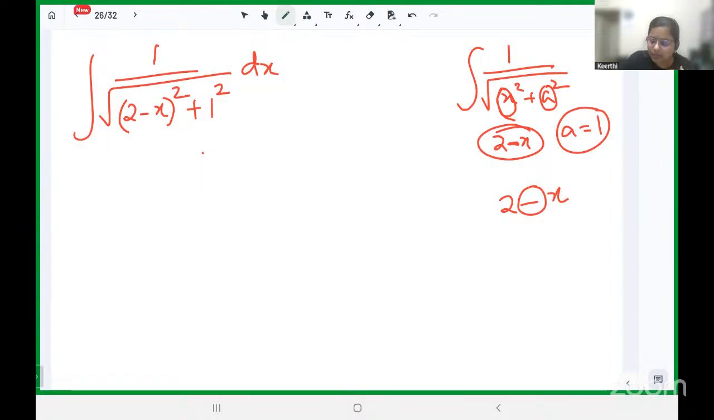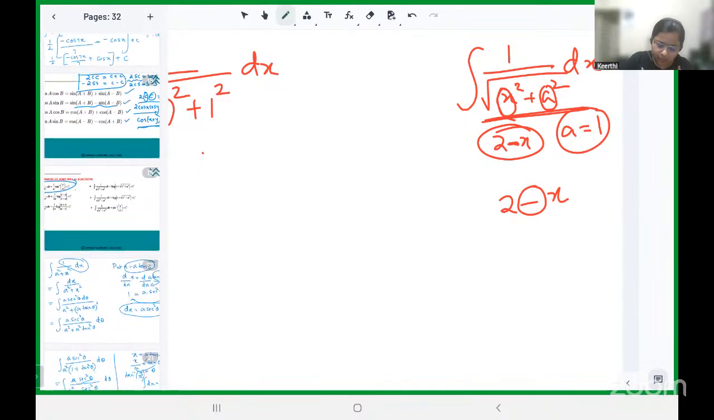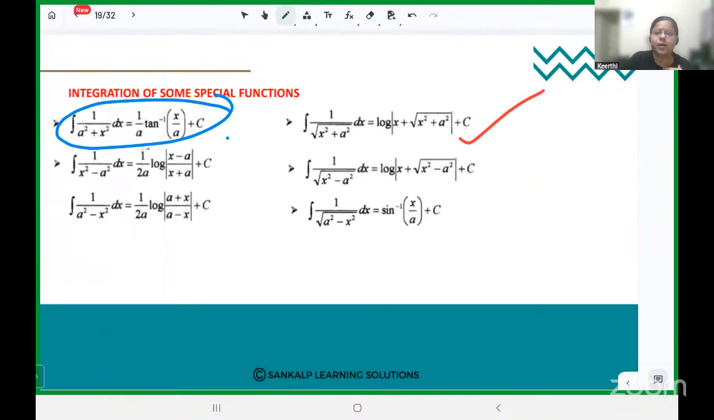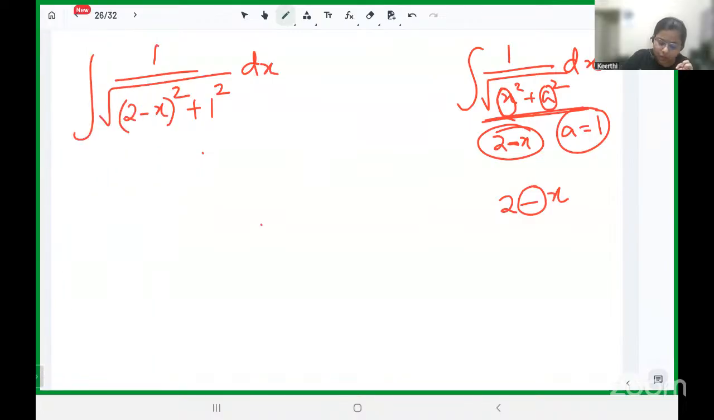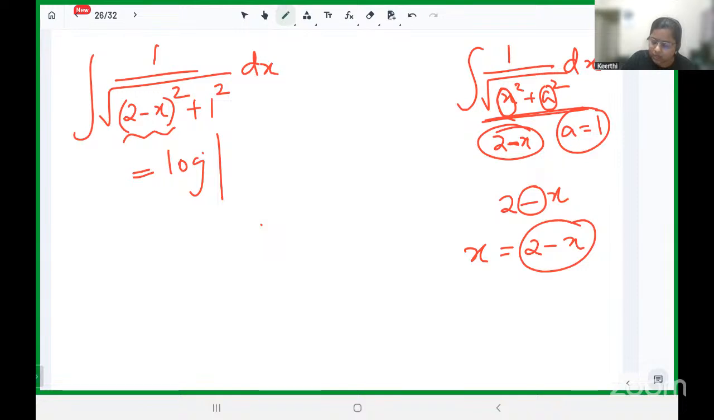So what is integral 1 by root of x square plus a square dx? Here you have studied the formula. It is log mod, first you write x itself, then you write the root of x square plus a square plus c. Okay, so applying that result, you will get log mod x, but in the place of x, it is 2 minus x. So you write 2 minus x here. X is equal to 2 minus x. Okay, and what is a? A is equal to 1. Okay, so change it accordingly.